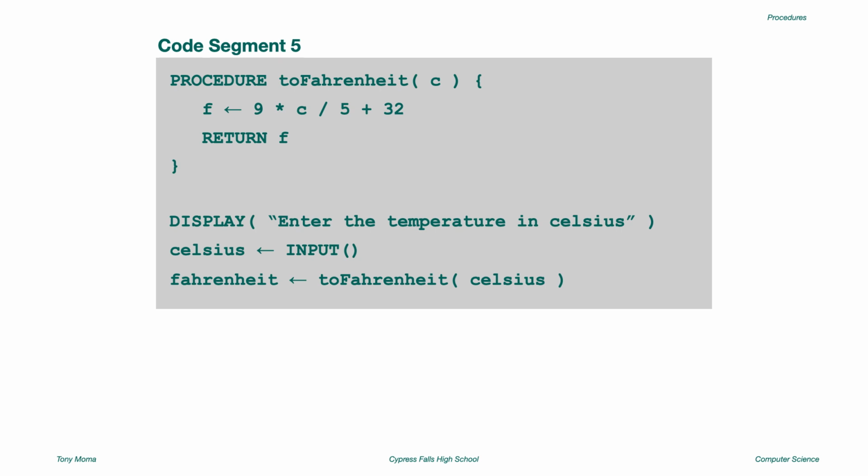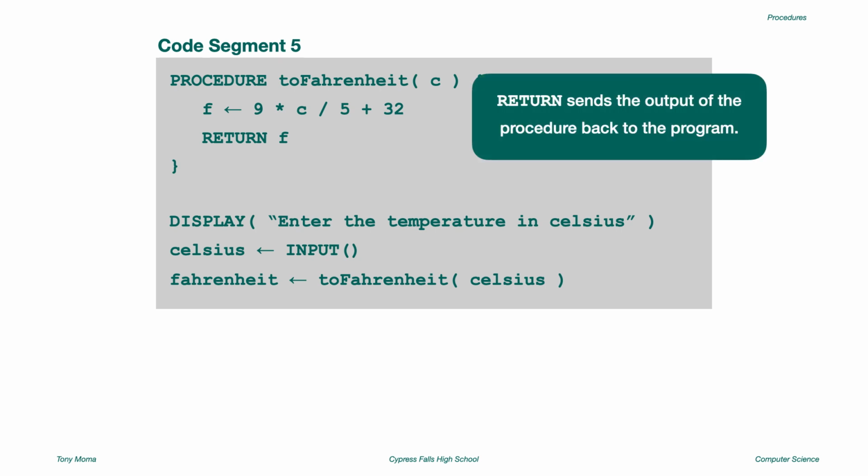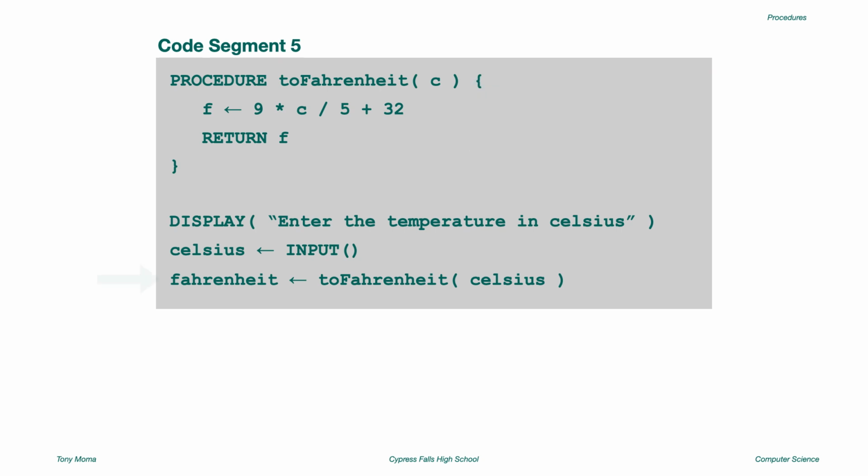Now, what does the return keyword do? Return sends the output of the procedure back to the program. This return keyword is what allows us to take that value in f and assign it to the Fahrenheit variable here in our main program.